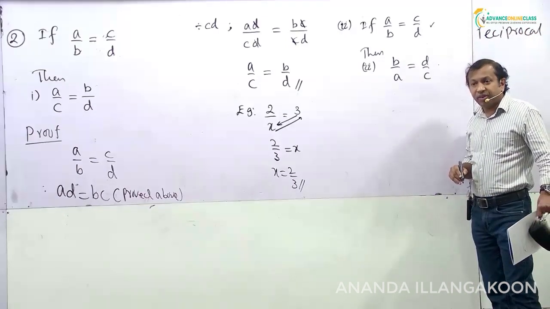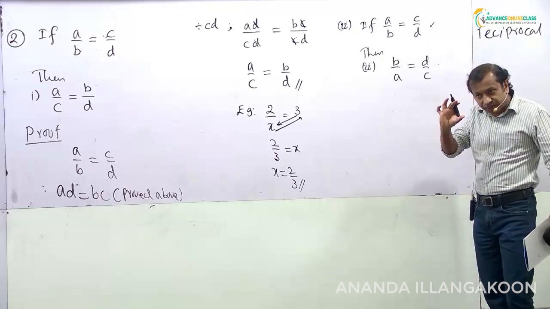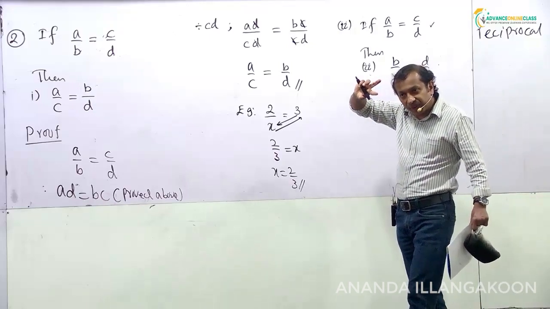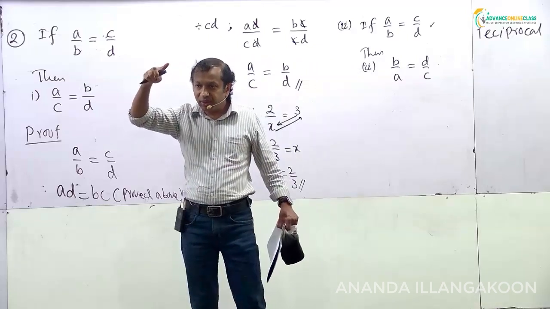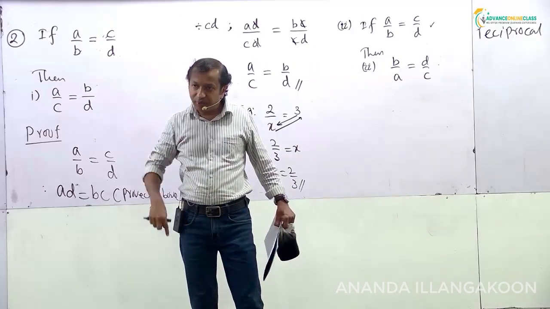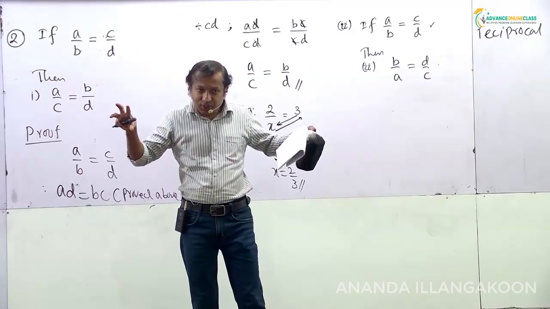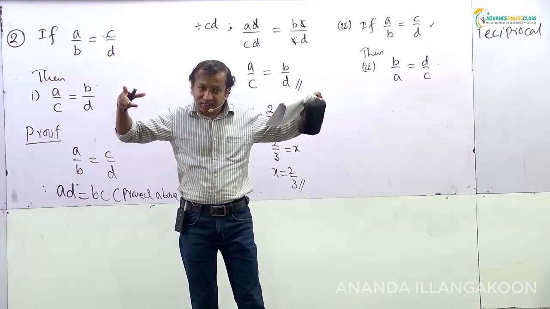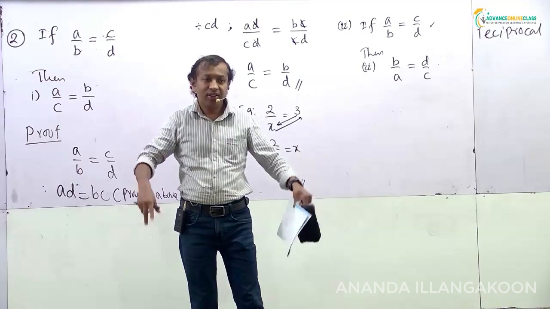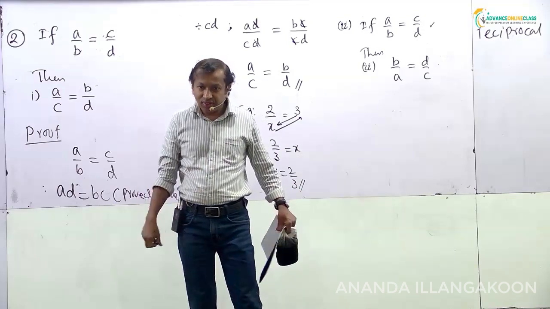What is meant by reciprocal? Of a fraction, we exchange numerator and denominator, we interchange them. Then the new one is called the reciprocal of the original one. So when we have a proportion, we can take the reciprocal of both sides. Even after taking the reciprocal, both sides are equal. That's what this result says.